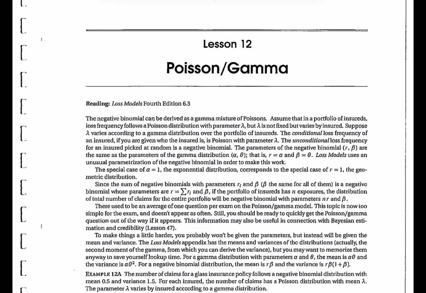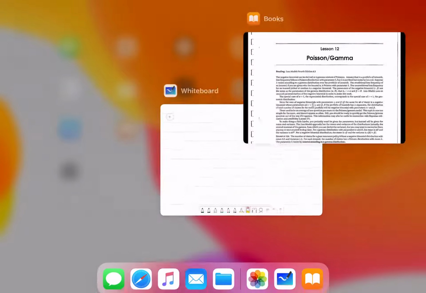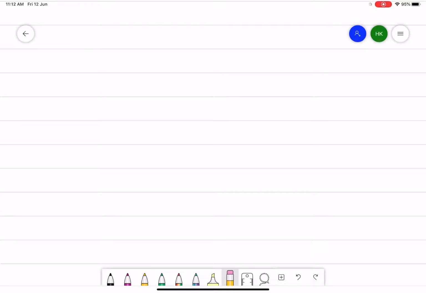What I'm going to discuss today is the combination of two different distributions: the conditional distribution of Poisson with mean equal to lambda, and the gamma distribution for lambda. What we want to know is what will happen when we combine these two together. So this is the combination of Poisson and gamma distributions.